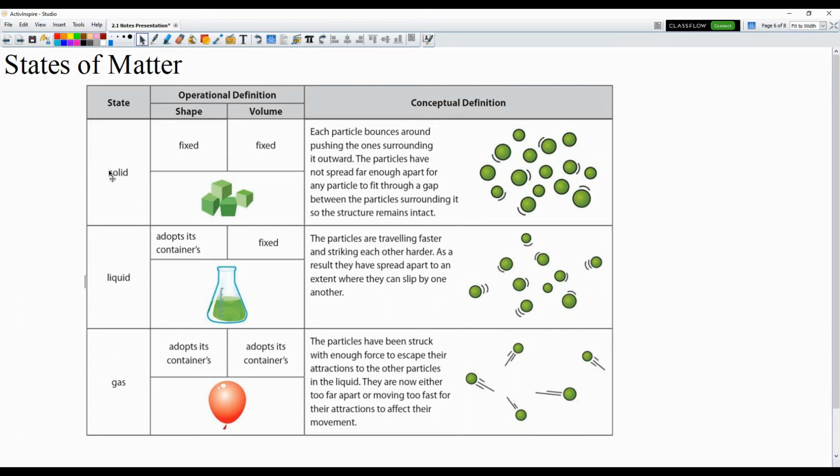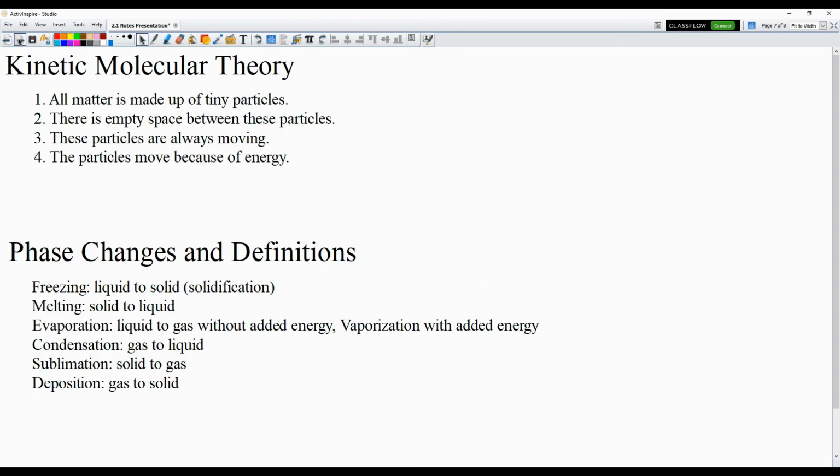Okay, solids, liquids, and gases. And finally, the last two things we're going to talk about. Make sure that you pause and write these down. All right, so the kinetic molecular theory describes matter and the way it moves. There's 4 statements here that you need to know. All matter is made up of tiny particles. There's empty space between these particles. These particles are always moving, and these particles move because of the energy that they have in them.